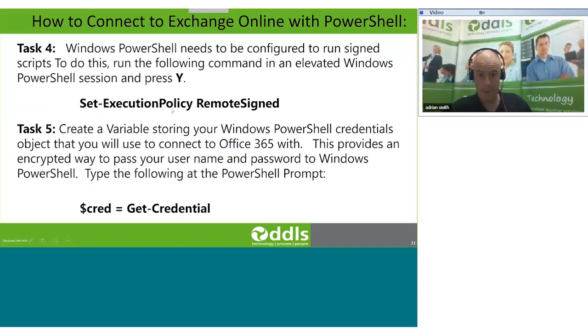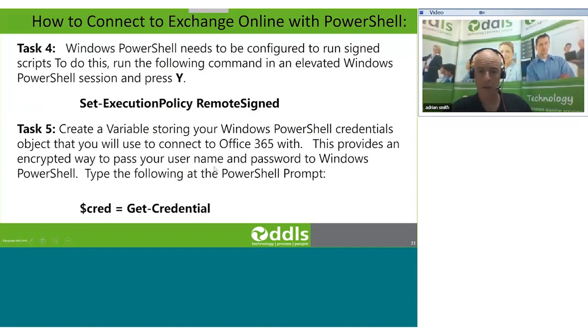RemoteSigned is the recommended one. We can also use Unrestricted, but that's not too secure. If we download scripts from the internet, they're going to run straight away without any warnings. I'm only on a little test environment, so I'm not too bothered about setting it as Unrestricted.